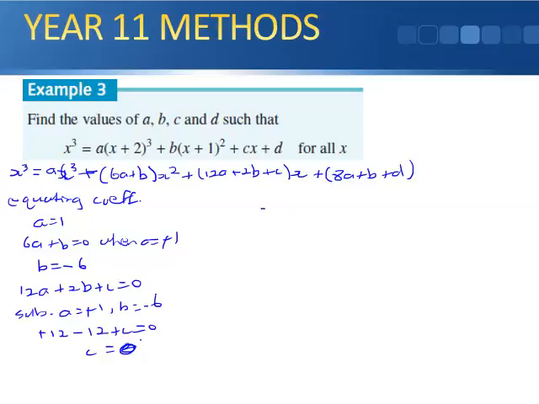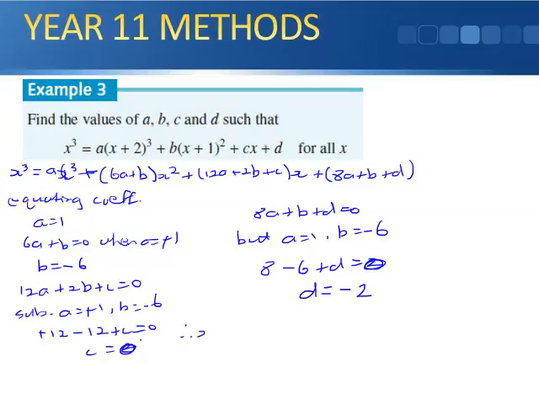And the last one is 8a plus b plus d equals 0, but a equals 1 and b equals negative 6. It gives us 8 minus 6 plus d equals 0, so d equals negative 2. Therefore, x cubed equals a, which was 1, so (x plus 2) cubed plus b, so I'll make that minus 6, (x plus 2) all squared, c is 0, so don't even bother writing that, minus 2.